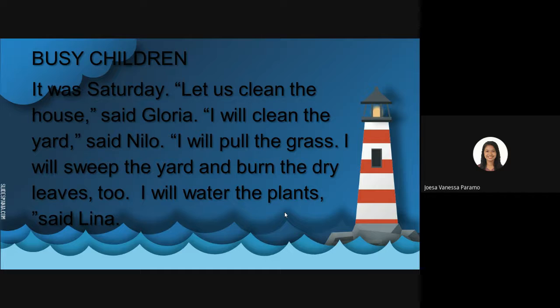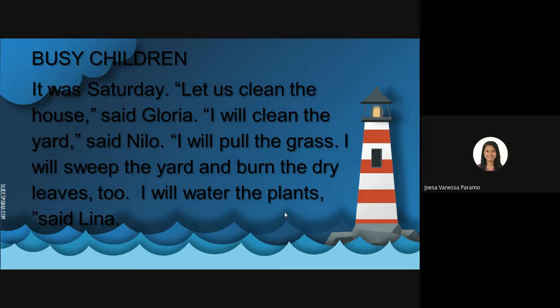Class, do you like the story? Now, we're going to answer your questions earlier. What is the story all about? Okay, very good. The story is all about busy children. Why are they busy? Okay, they are busy because they're cleaning the house. Who are the busy children in the story? Okay, very good. The busy children are Gloria, Nilo, and Lina.